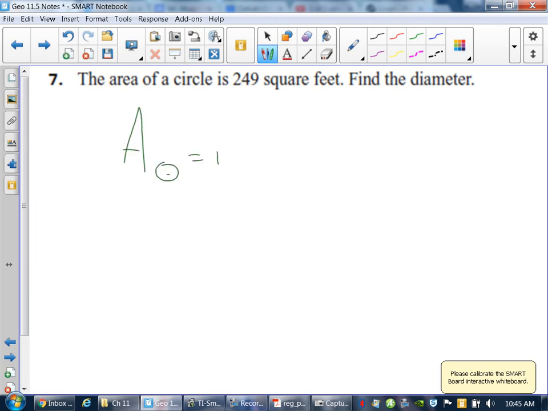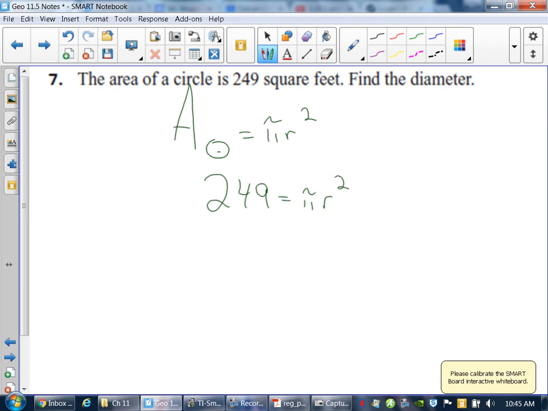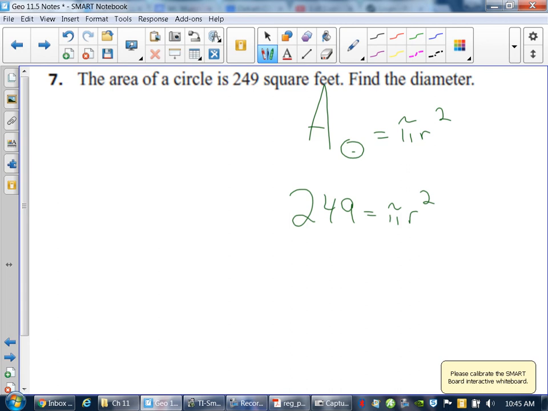Area of a circle is pi r squared. So then you just put the stuff in. So we know that the area is 249 equals pi r squared. Now, this means we have to know how to press buttons on the calculator correctly.